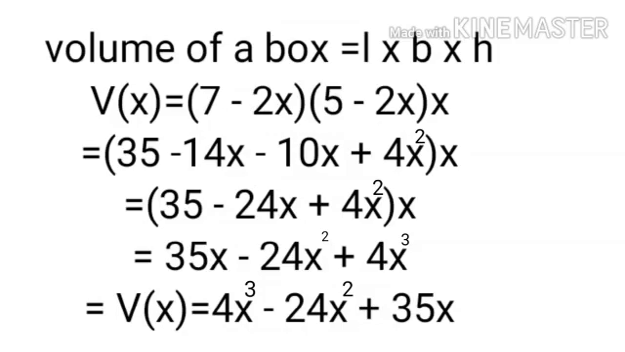That is equal to (35 minus 14x minus 10x plus 4x square) into x. That is equal to (35 minus 24x plus 4x square) into x. Hence, 35x minus 24x square plus 4x cube. Therefore, V of x is equal to 4x cube minus 24x square plus 35x.